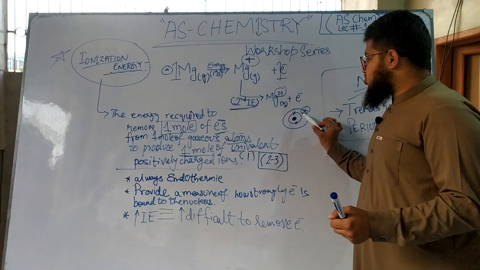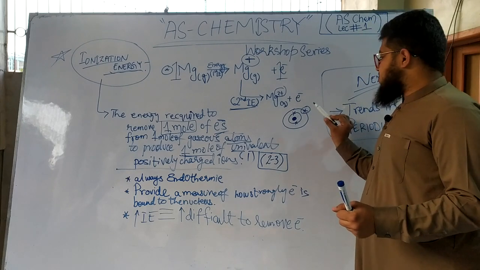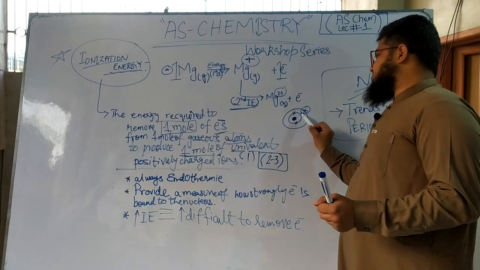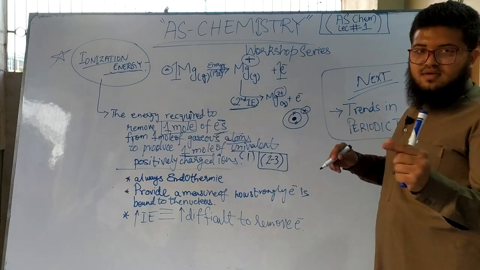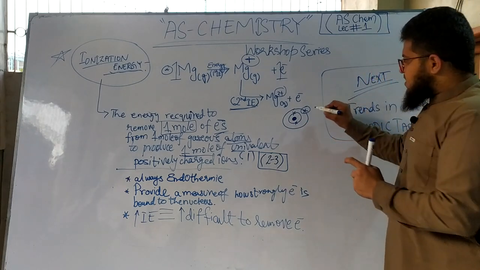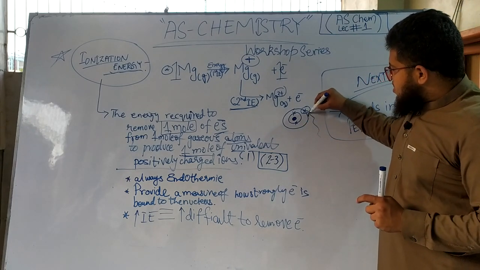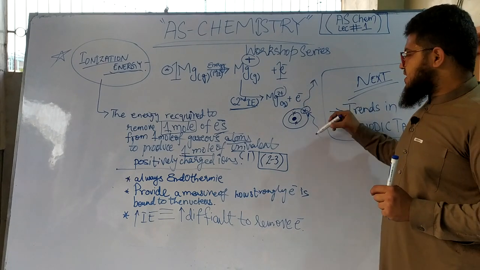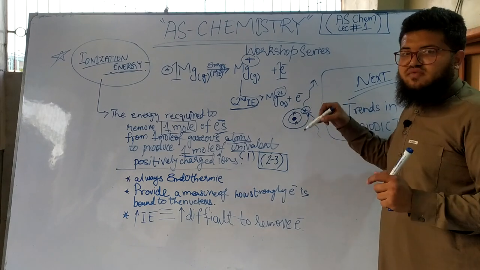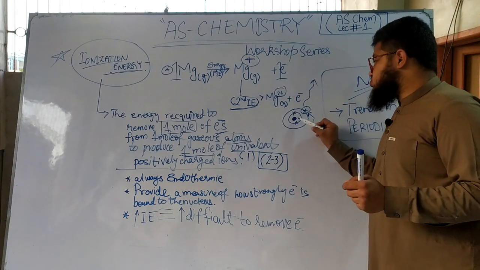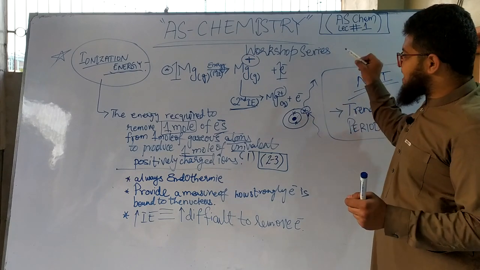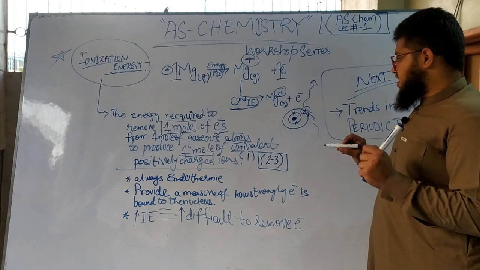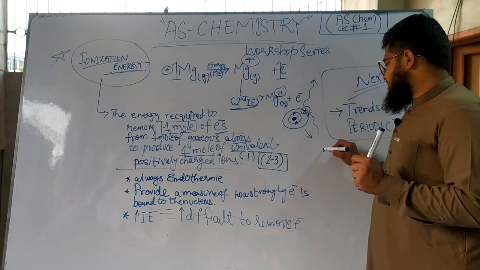Now, since this electron is the outermost electron, it will require less energy, so that ionization energy will be immediately absorbed by the outermost electron. So in this way, the energy that I provide to this outermost electron, this electron will gain energy and it will use that energy to overcome this force of attraction and it will escape out. This energy will be called the first ionization energy, okay? And you will get an ion.